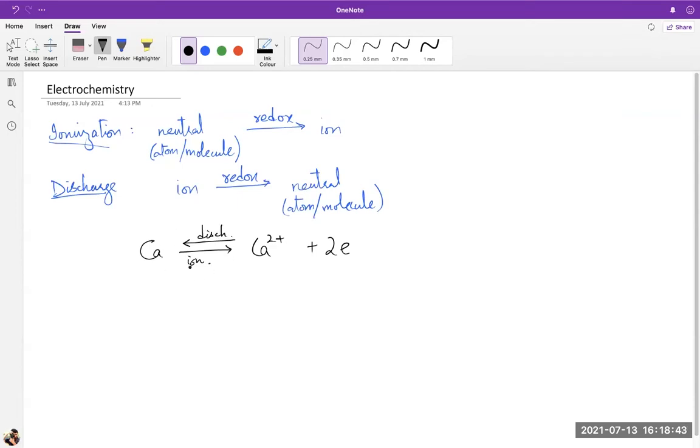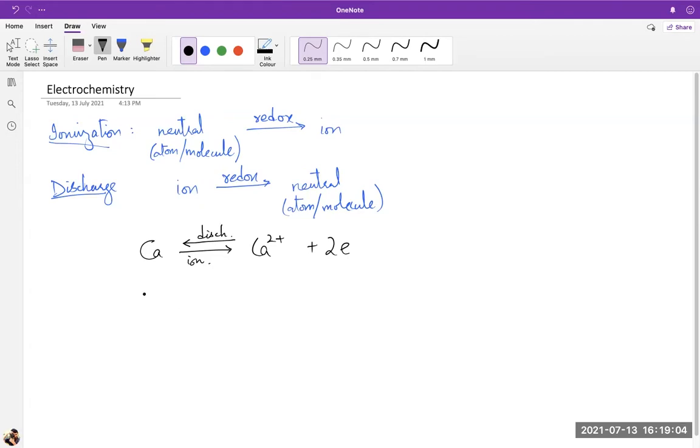But if you'll notice, both of them are redox processes. In the ionization, calcium is losing electrons, which means it is oxidized. So in this case, ionization is oxidation. And the discharge is that calcium ion is becoming calcium atom, so that is discharge. And you can see that is reduction because calcium has gained electrons.